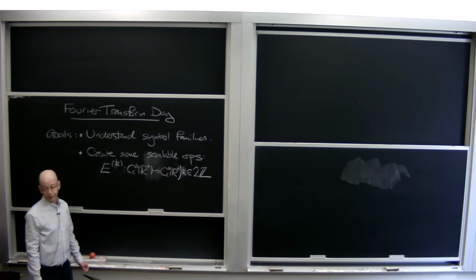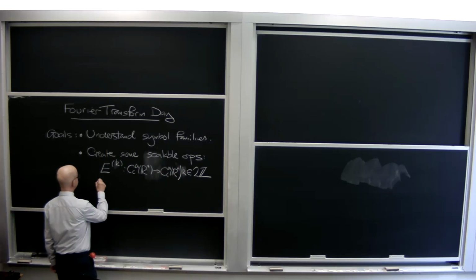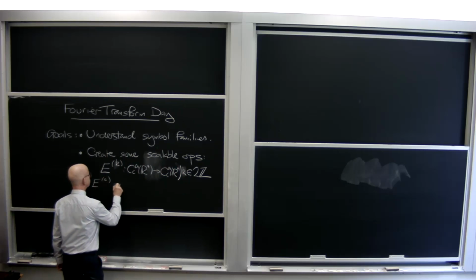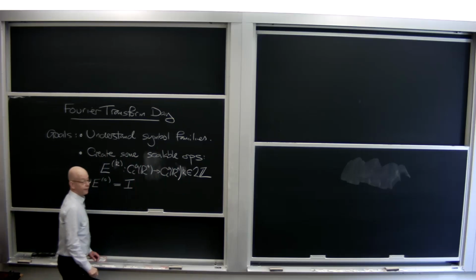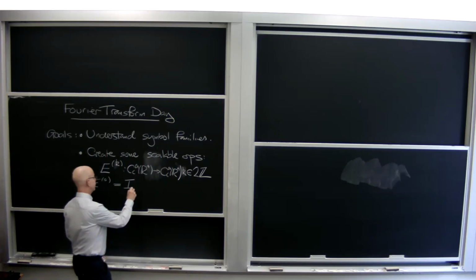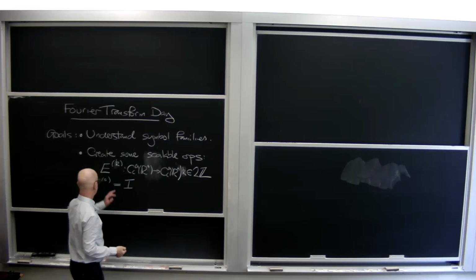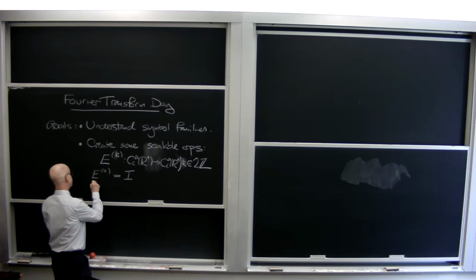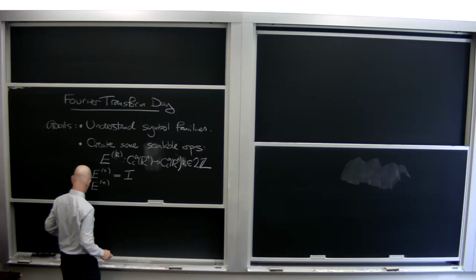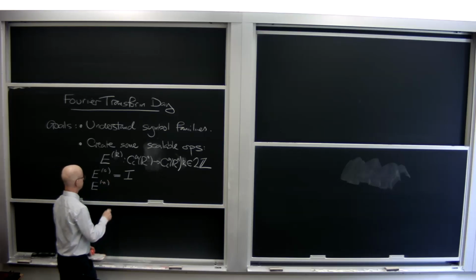And these operators are going to behave in the following way. First of all, E0 is just going to be the identity operator. We don't really care if it's not exactly the identity operator, but I guess you could always make it the identity operator. And En, I guess I didn't write it down.